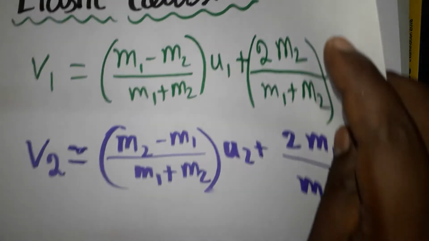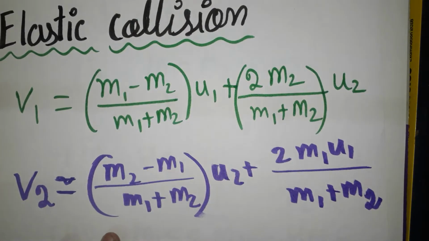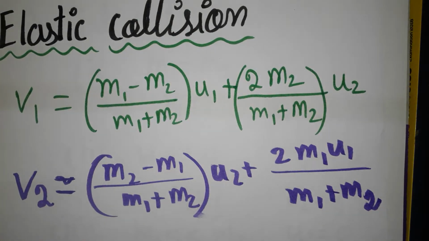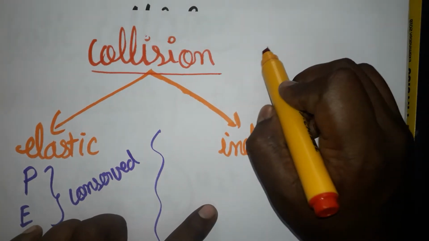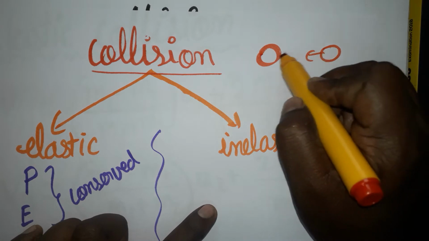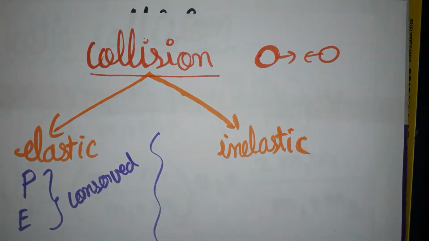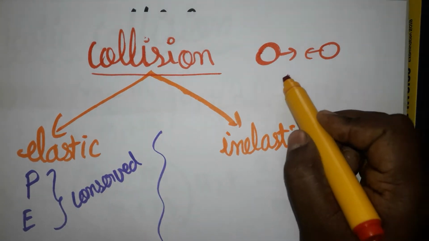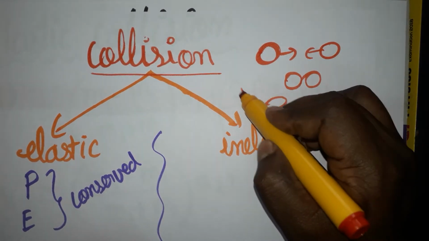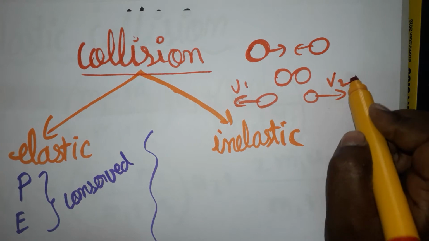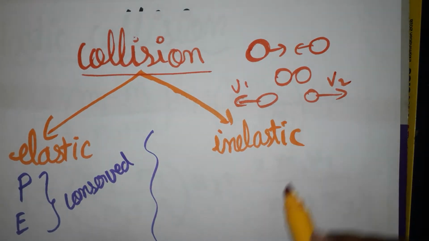First we will see what a collision is and the types of collision. When the two balls collide with each other, we call it a collision. After it collides, it gets a different velocity and goes back. This is the final velocity of object 1, this is the final velocity of object 2. This is the equation we are going to derive.